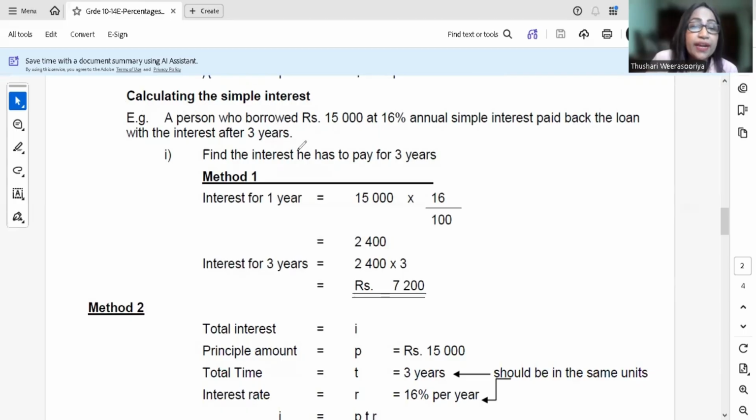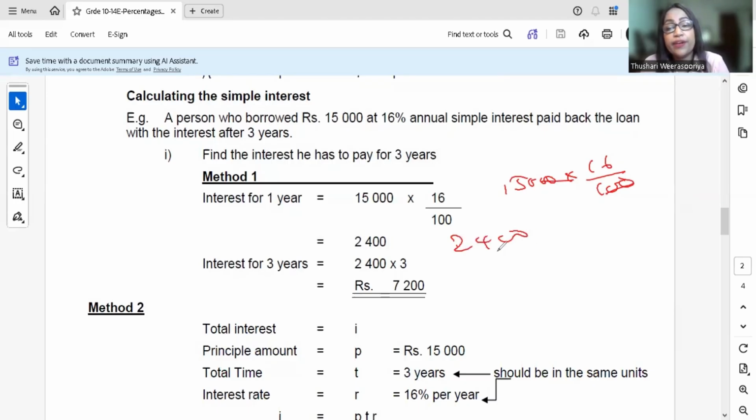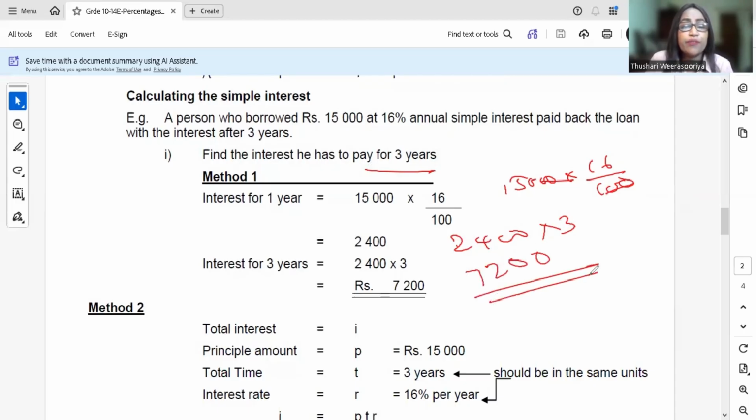So for that, we have a simple method. First, you find the interest for a year, 15,000 into 16 over 100. Then you just cut and chop, and you get 2,400 for a year. Now they say 3 years. Then multiply by 3. Very simple. If it is 5 years, multiply by 5. If it is 6 years, multiply by 6. There you get 7,200 for 3 years.